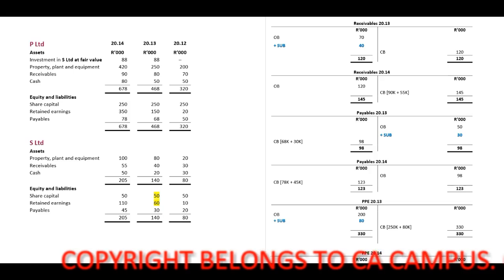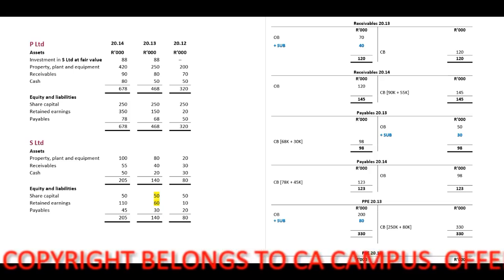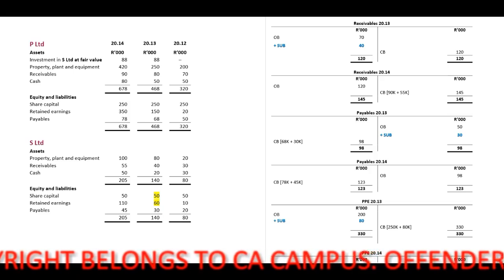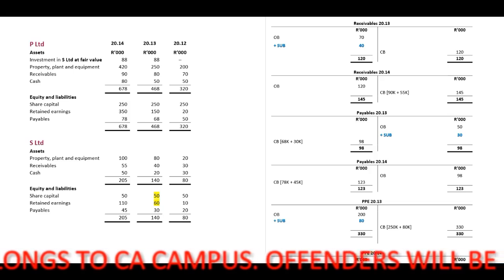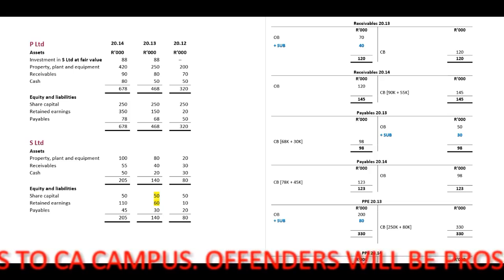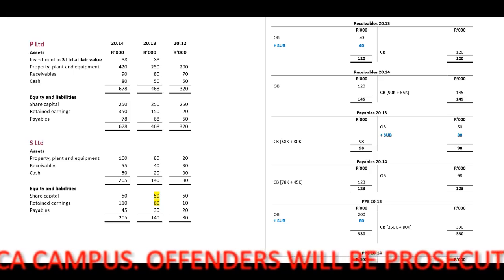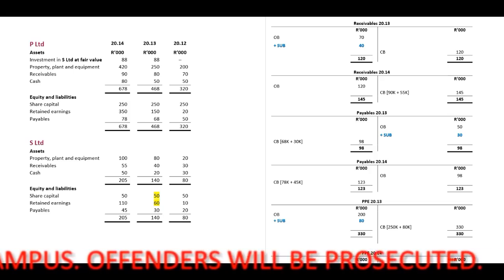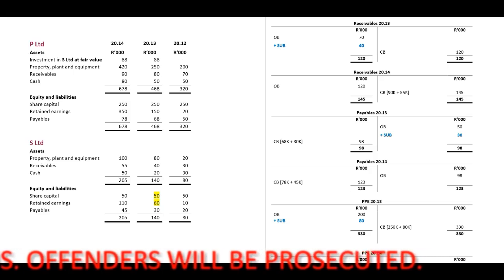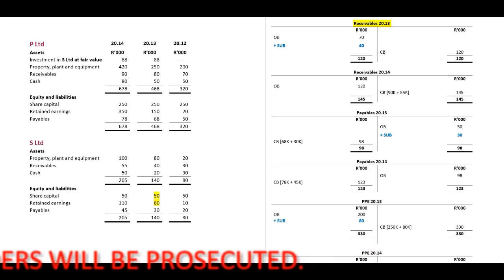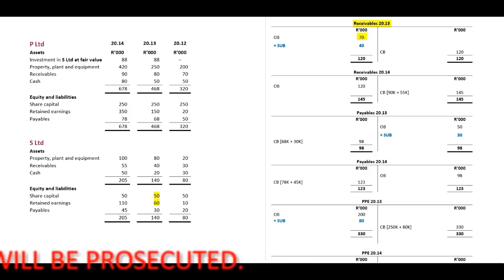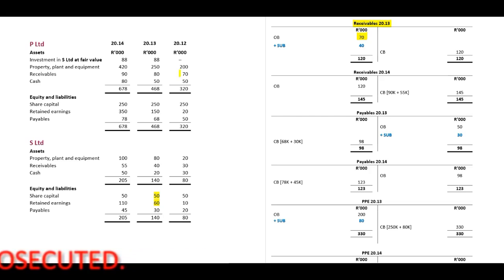Now guys, very important to remember, at the beginning of 20.13, we will only take into account our parent's balances. At the end of 20.13, we need to remember to add our subsidiary. Now, when you look at our receivables for 20.13, in the beginning, our opening balance, we have 70,000 that we need to include relating to our closing balance for 20.12 of our P Limited entity.